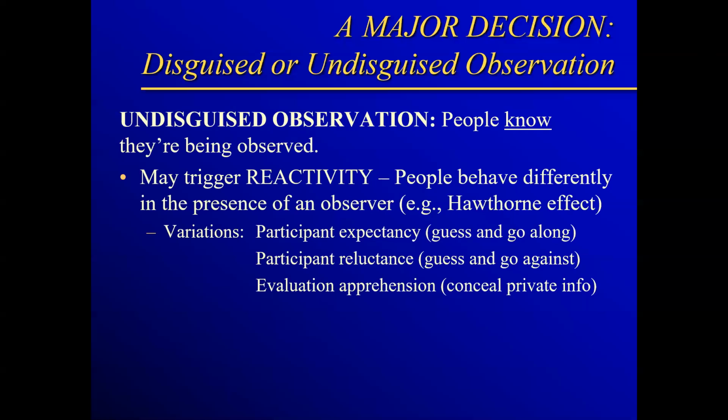Now, if I would have known what they were doing, and I could have guessed it as the study was going along, I'd be like, well, I'm not going to cheat because I see they're trying to get me to cheat, and I'm not going to do that. Anyways, that's an example of participant reluctance.